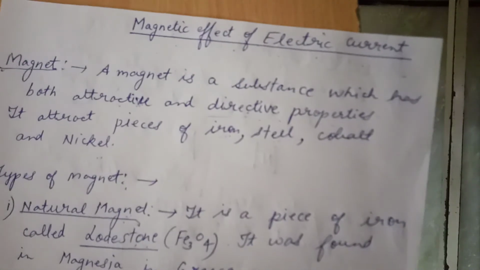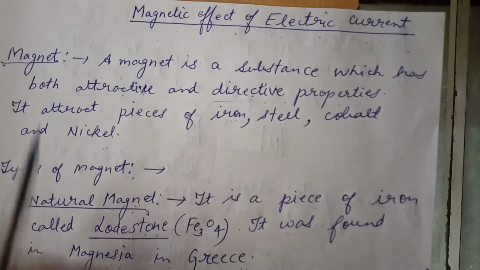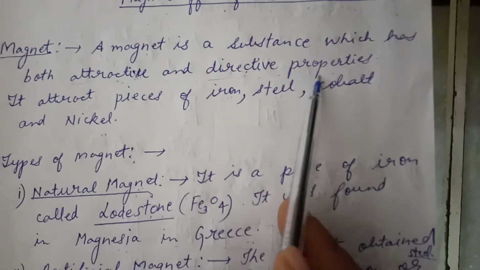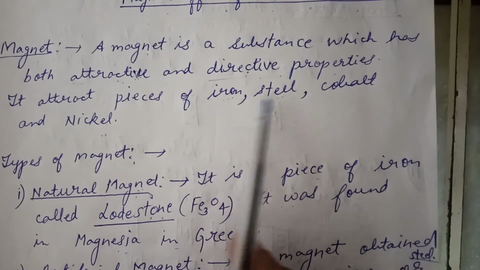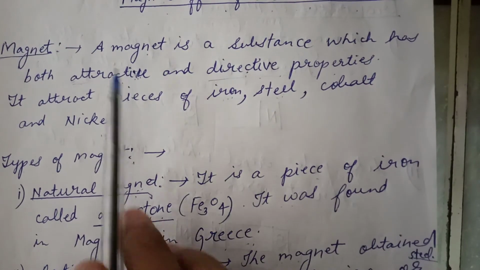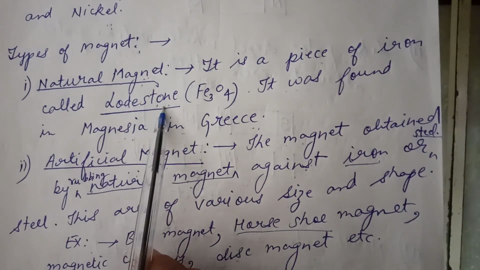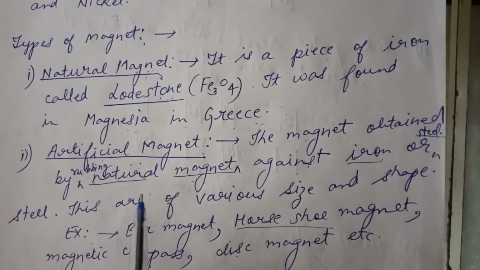So what we have studied: we have started the magnetic effect of electric current. What is a magnet? A magnet is a substance which has both attractive and directive properties. It attracts pieces of iron, steel, cobalt and nickel, which means it has attractive properties. Types of magnet: a natural magnet we get directly from nature in the form of lodestone, which is iron oxide. An artificial magnet can be prepared artificially.